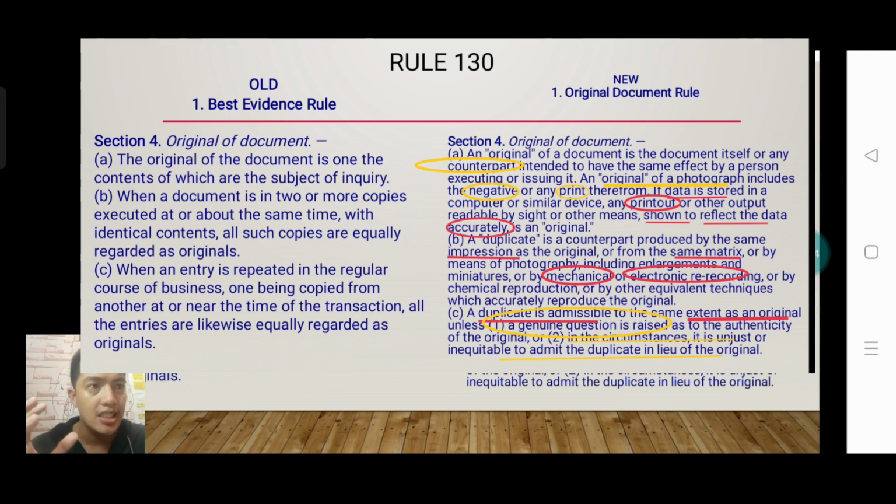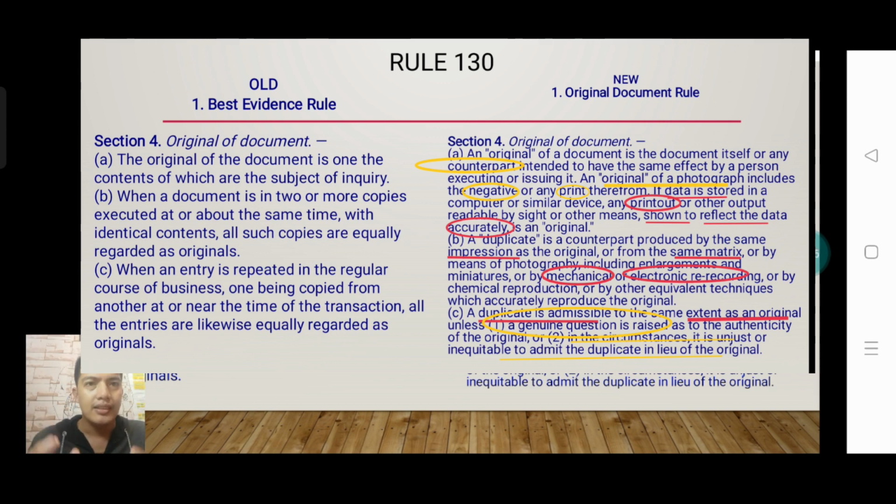Now, if the data is stored in computer or similar device or any printout or other output readable by sight or other means, that is considered as original document. Say for example, ang imuhang mga pictures is nakasave sa imong cellphone, nakastore sa imong cellphone, imong gipaprinta. That printout is considered as an original document. Pananglitan nakuha imong cellphone, gipaprinta naglain, imong pictures sa imong cellphone. That printout is considered as an original document.